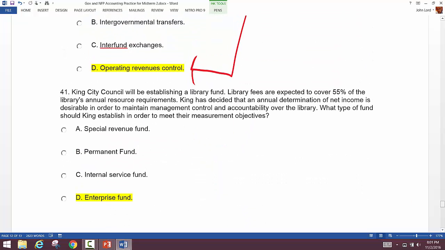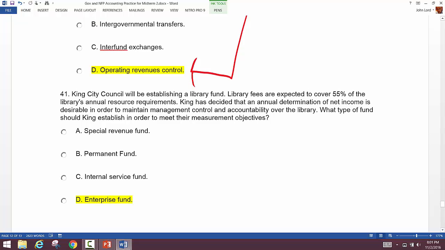King City Council will be establishing a library fund. Library fees are expected to cover 55% of the library's annual resource requirements. Do I need to keep reading? If fees are going to cover 55%, then fees are covering the majority of the cost, aren't they? And if fees cover the majority of the cost, that's an enterprise fund?